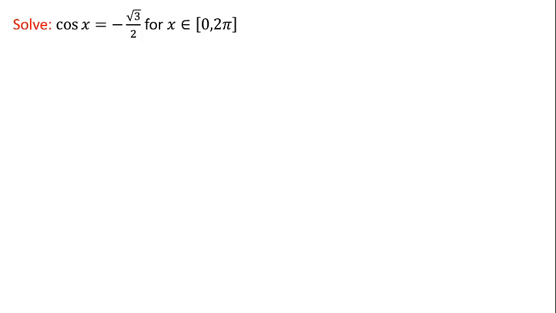Okay, so this one here, we've got cos of x is equal to negative root 3 over 2. So because it's a negative value, I'm just going to think about, okay, what is this?